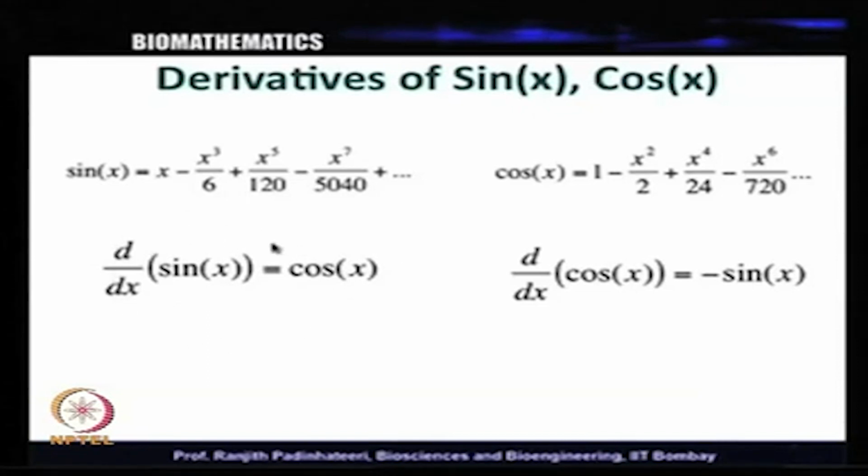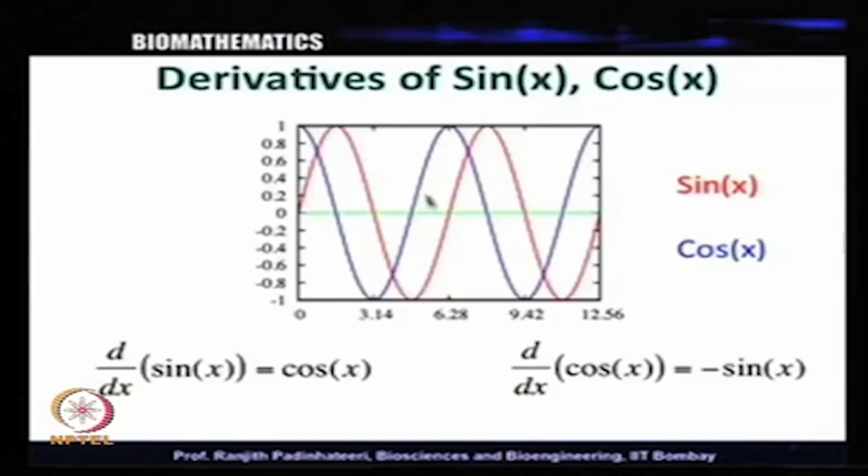So, in the next slide we will look at the plot of sin x and cos x. Have a look here. What is plotted in red is sin x. At x equal to 0, it is 0, and when x is equal to pi by 2, this is around 3.14, this is pi, this is pi by 2, which is 90 degrees.